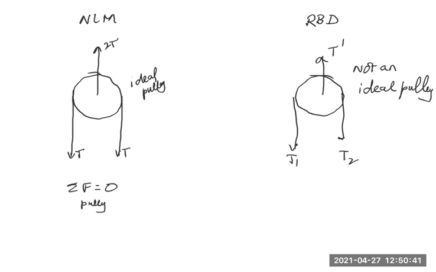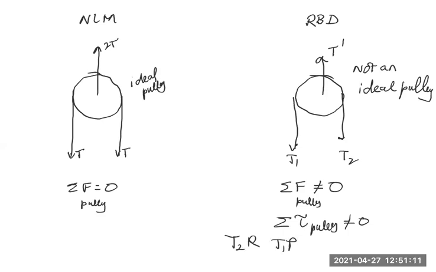But here, neither the summation of force on the pulley is 0, nor the summation of torque on the pulley is 0. So summation of forces is not equal to 0 on the pulley. Summation of torque on the pulley is also not equal to 0. Right? And the final thing that you have to remember is that T2R, T1R, these are the two torques due to the two tensions on the pulley with respect to the center of mass of the pulley. So which to take positive, which to take negative.